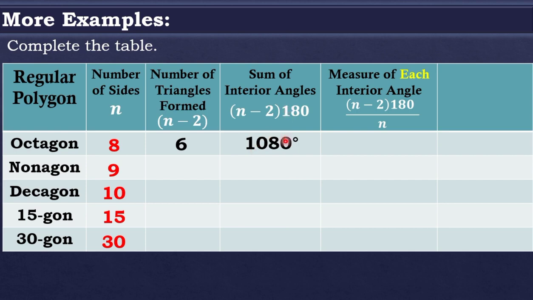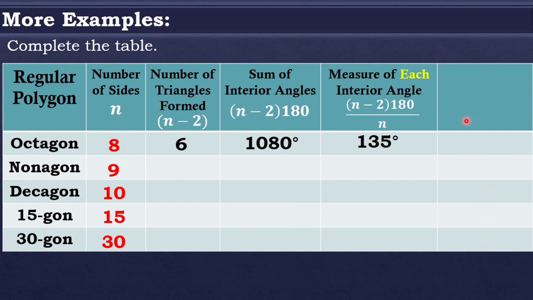Now, para makuha natin yung measure ng bawat angles ng octagon, if this is a regular polygon, so, tatandaan ha, congruent lang yung measure ng interior angle mo kung regular polygon siya. Alright? So, ano pong gagawin natin? I-divide lang po natin ito dun sa n, sa number of sides. So, 1,080 divided by 8, that is 135 degrees.